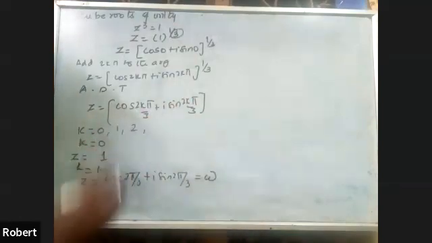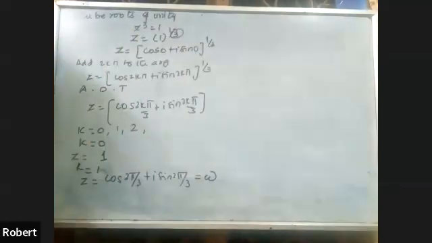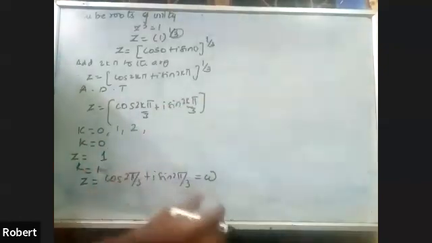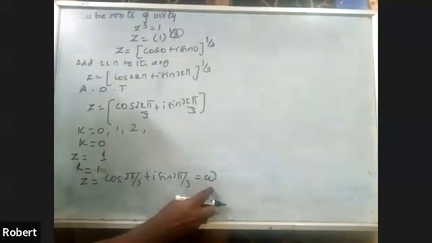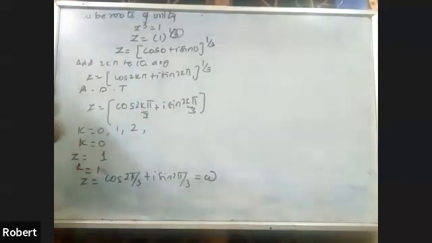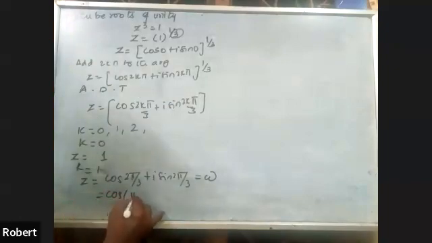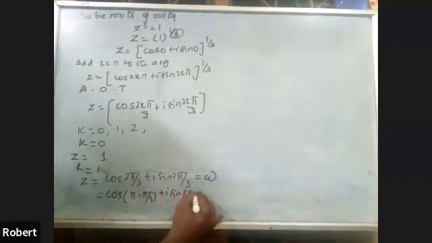Using these values of omega directly, you can solve the problem in less than 10 to 20 seconds. The problem will look very different, but the only thing you should remember is the value of omega. How do I find the value of omega? cos 2 pi by 3. How can you write this? Cos pi minus pi by 3 plus i sin pi minus pi by 3.